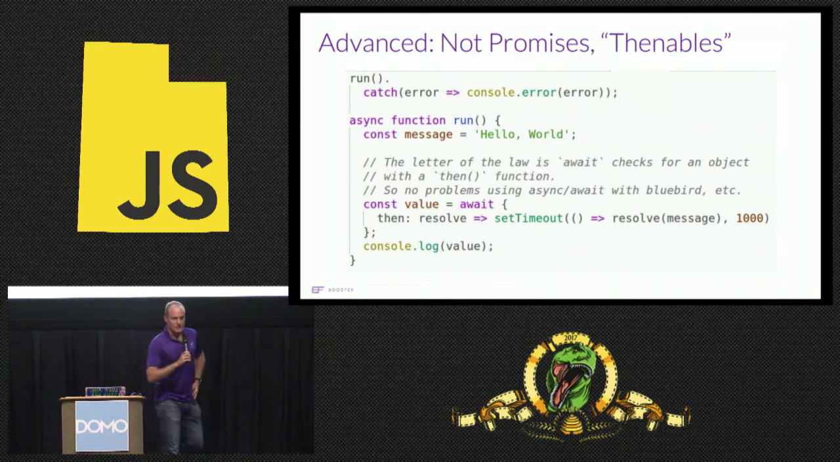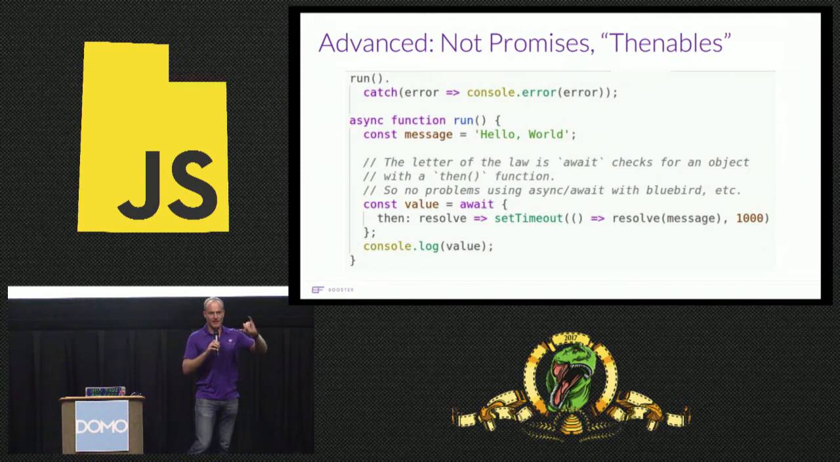And if you want to get really fancy, the letter of the law in the ES6 spec, or the ES2017 spec, I always get confused about the years, basically reads that you don't necessarily need to await on a promise. You just need to await on an object that has a property then, which happens to be a function.